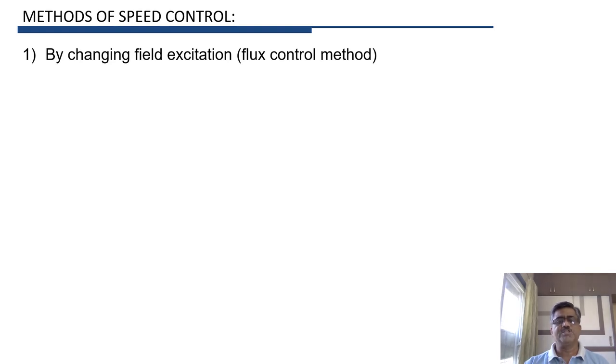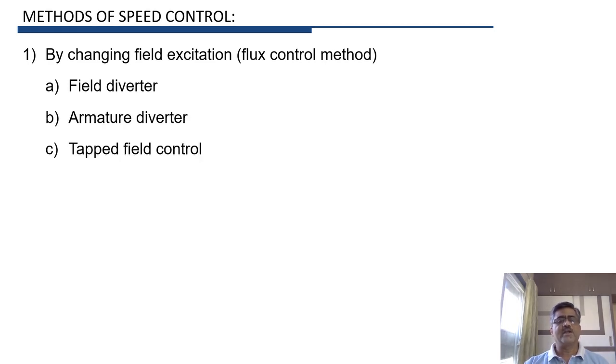Speed of DC series motors can be controlled by changing field excitation, that is, by changing flux per pole. So this is flux control method. There are various ways with which we can control the flux. First is field diverter, second is armature diverter, and third is tapped field control.